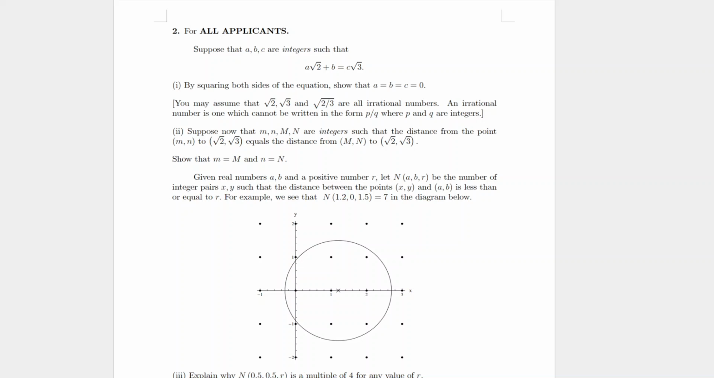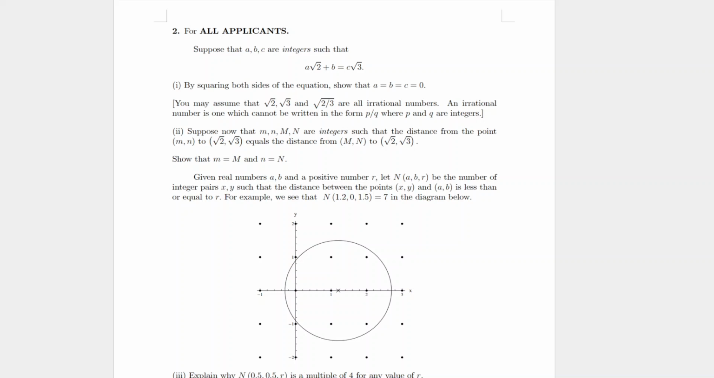Okay, now we move on to 2010, question 2. Suppose that a, b, c are integers such that a root 2 plus b equals c root 3. By squaring both sides of the equation, show that a equals b equals c equals 0. Okay, well, then do what you're told, right?